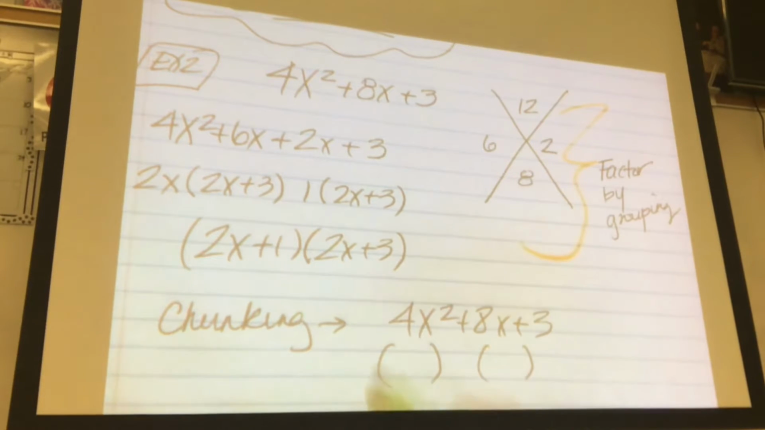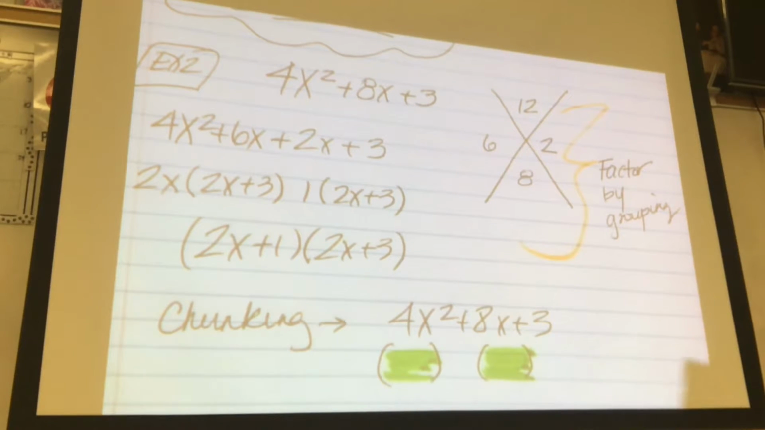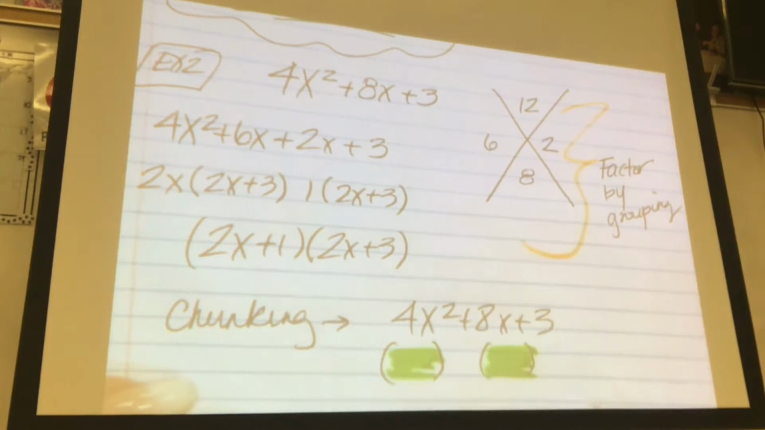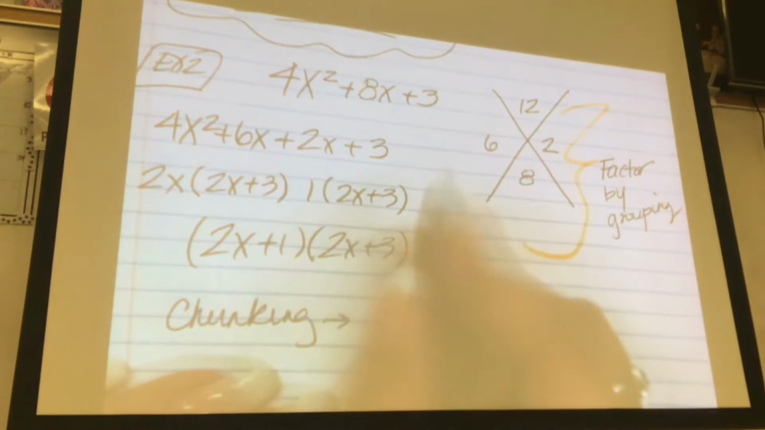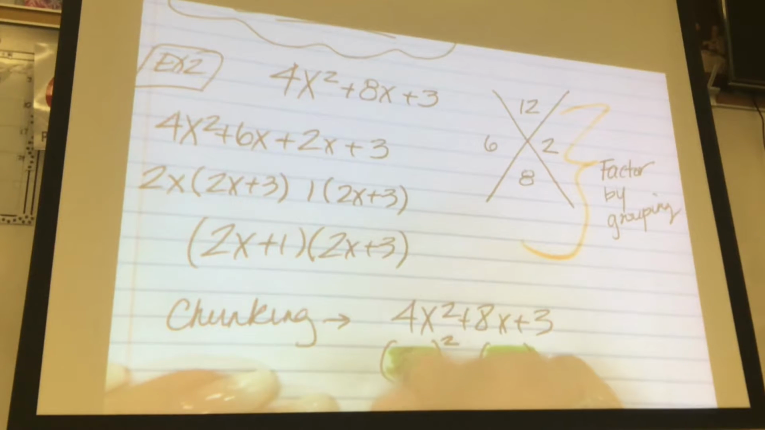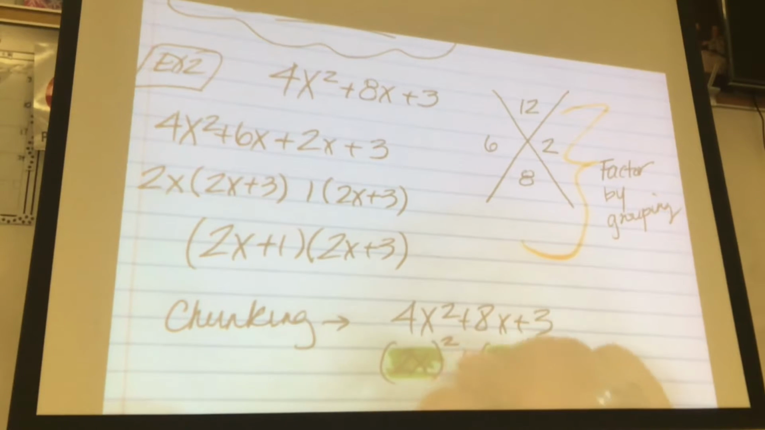in these parentheses right here, what number times itself gives you 4x squared? 2x, very good. So I know that this is going to have a 2x squared in here. So whatever you put in here, you put right here. And then you just have to ask yourself, 2x times what gives me 8x? 4, right? So all I have to do is now bring down this 4.